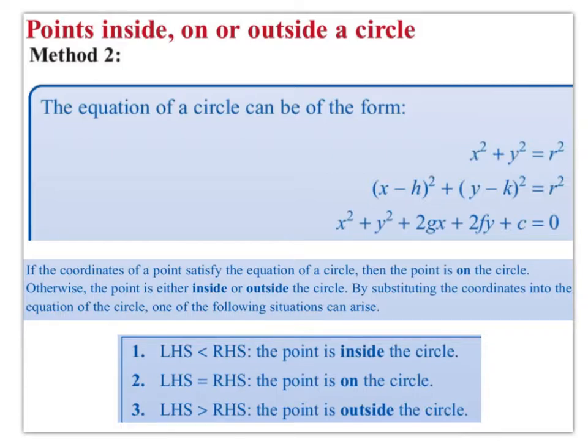So for example here, you'd swap the x value for this x, so you'd square it, you'd swap the y value for this y, you'd square it, and you would see what your radius squared was. So if we have the left hand side less than the right hand side, the point is inside the circle. The left hand side equal to the right hand side, the point is on the circle. The left hand side greater than the right hand side, the point is outside the circle.